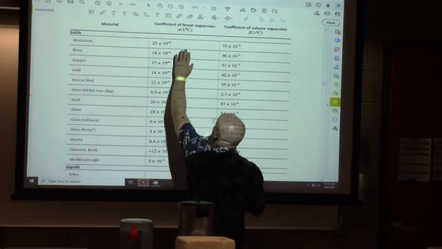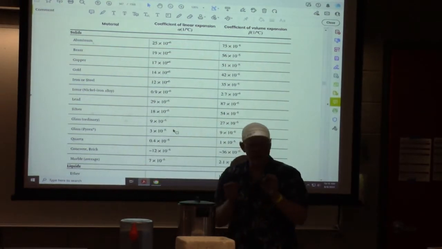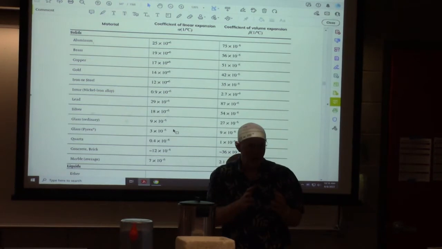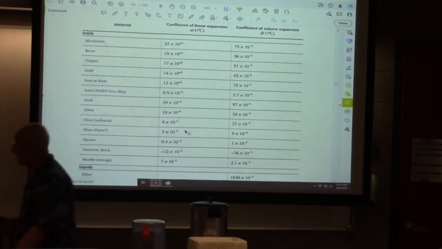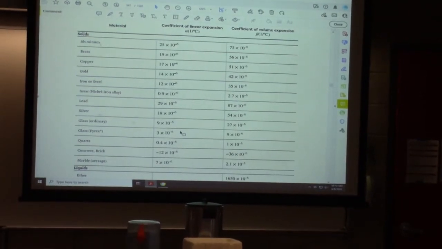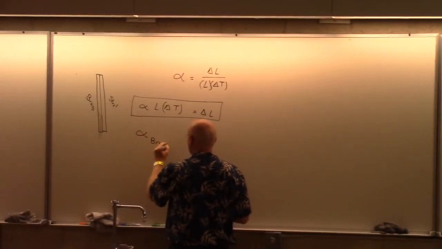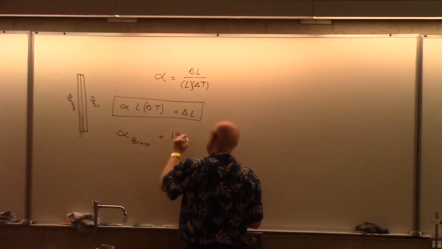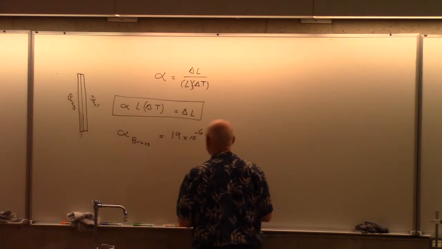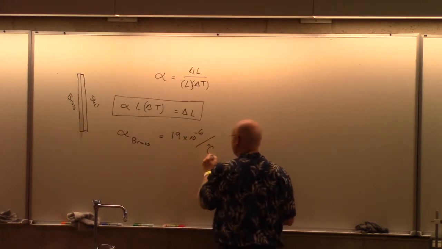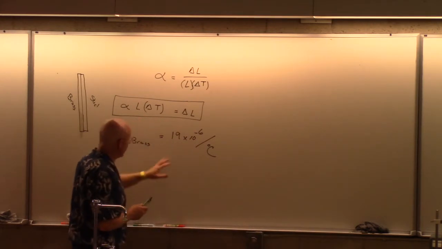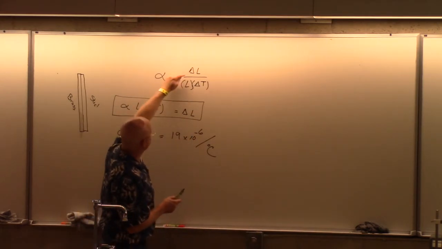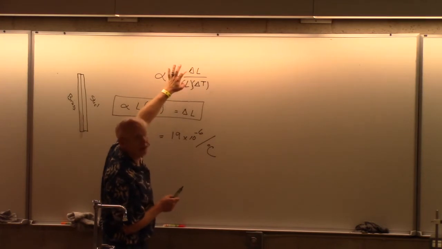Now notice the units say per degree Celsius. So here's what that 19 times 10 to the minus 6 means. In fact, I'll just write it here on the board. Alpha for brass equals 19 times 10 to the minus 6 per degree Celsius. Now, you'll notice that there are no units of length, and that's because the change in length over the length would cancel it off.